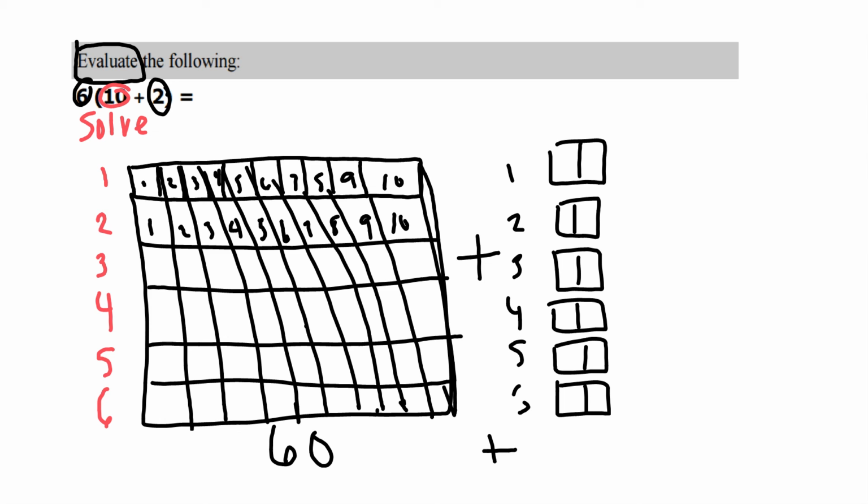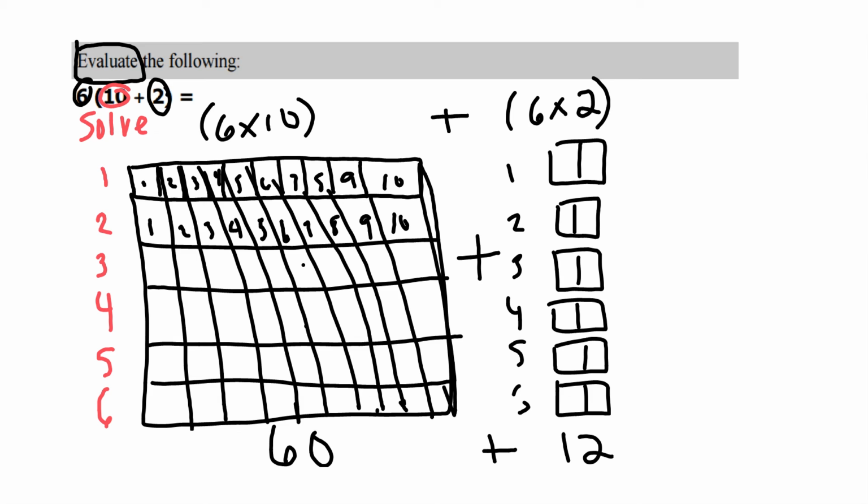We could also write this as 6 times 10 on this side because we have 6 rows with 10 boxes in each. Then we have our plus sign, and then on this side we have 6 rows of 2 each, so we could write this as 6 times 2. 6 times 10 is the same as 60. 6 times 2 is the same as 12.